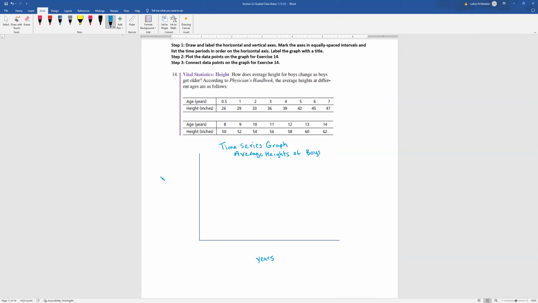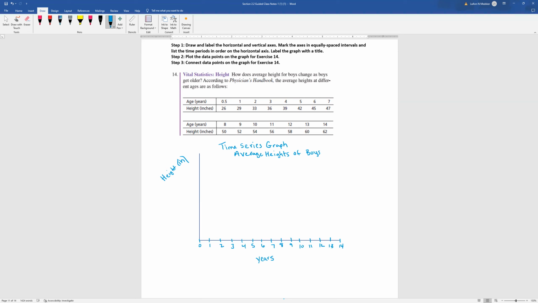And then remember over here, this is going to be our height in inches. Since they did give us the unit of measure, we should reference that. Okay, so we're going to start this with a 0, and then we need to go up to 14 years old. So evenly spaced: 1, 2, 3, 4, 5, 6, 7, 8, 9, 10, 11, 12, 13, and 14. So just about, not quite perfect because I don't have a ruler, but just about.